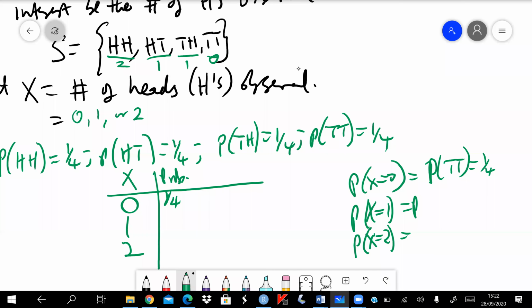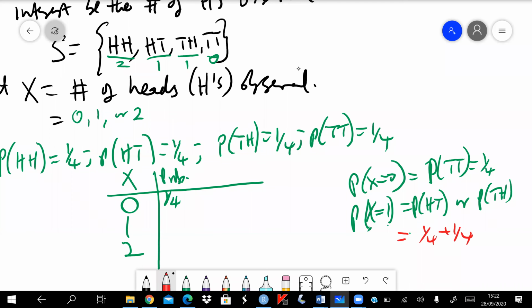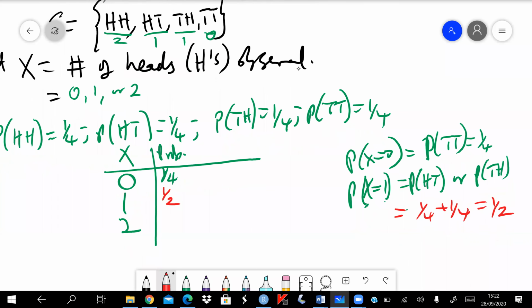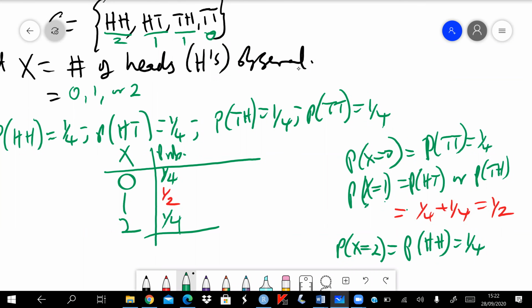What about the probability that X is equal to 1? It is given by HT or TH. So what do we do with those 2 probabilities? We add them. So this is the same as 1/4 plus 1/4, which is equal to 1/2. So this probability here is 1/2. Then finally, the probability that X is equal to 2 is the same as the probability of getting head, which we said is 1/4. You will always notice that if you sum this up, you must always get 1.